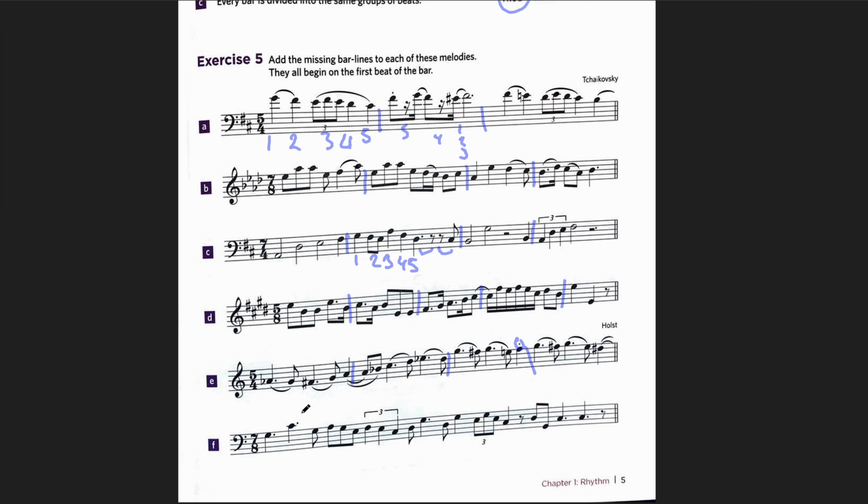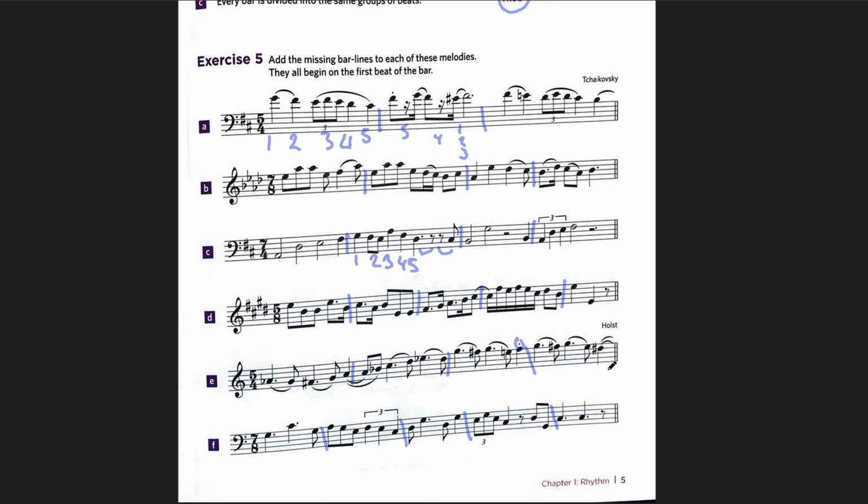1, 2, 3, 4, 5, 6, 7. 1, 2, 3, 4, 5, 6, 7. 1, 2, 3, 4, 5, 6, 7. And 1, 2, 3, 4, 5, 6, 7.